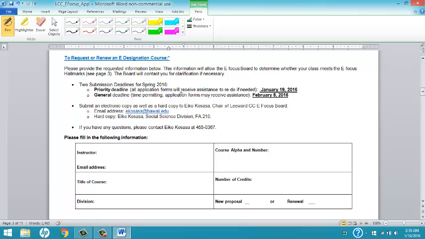Those will receive assistance to redo if needed. And general deadline, if time permits, application forms may receive assistance. And we'll ask you to submit an electronic copy as well as a hard copy to our chair, Eiko Kosasa. And so please fill out, for instance, basic information over here: name of instructor, email address, title of course, your division. Over here on the right-hand column, course alpha and number of credits, and if it's for a new proposal or renewal.